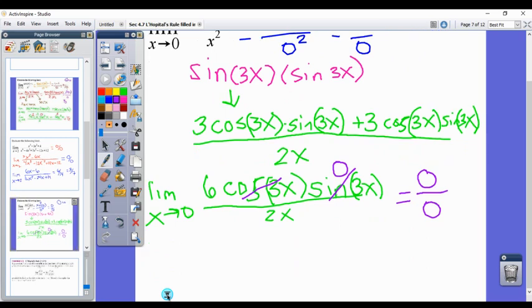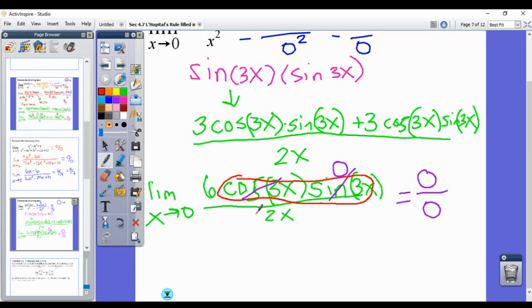So we're going to have to take the derivative again. In this case, I've got two things. I'm going to factor out my 6, okay? So I just want to be looking at the derivative of these two pieces. So we are going to need to do the product rule again.